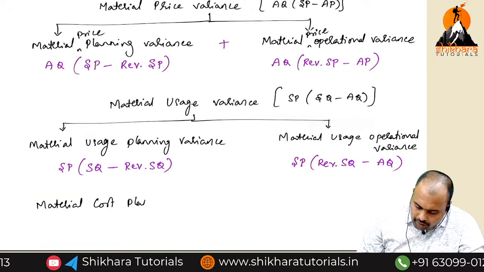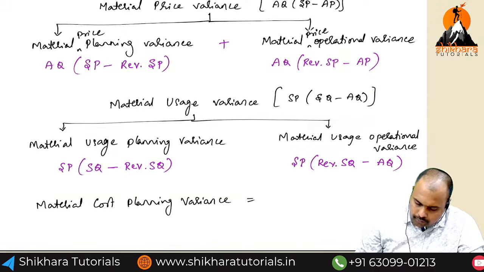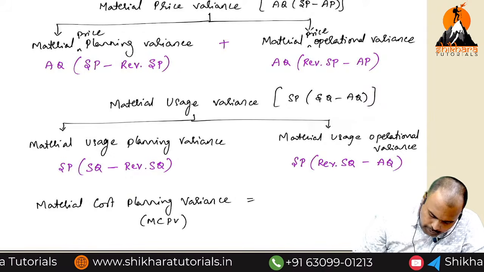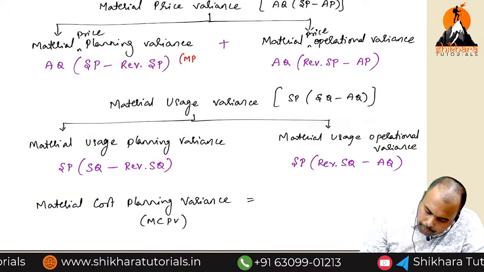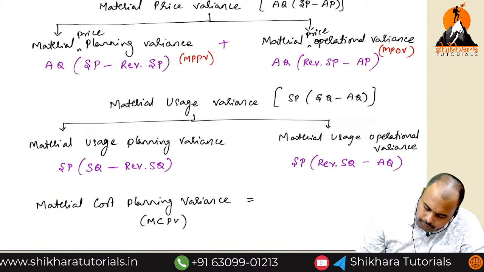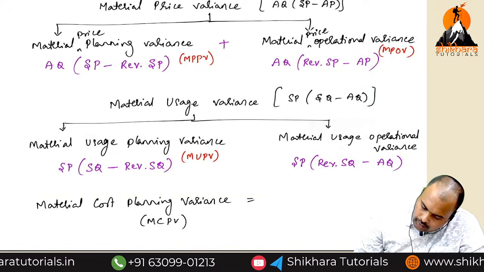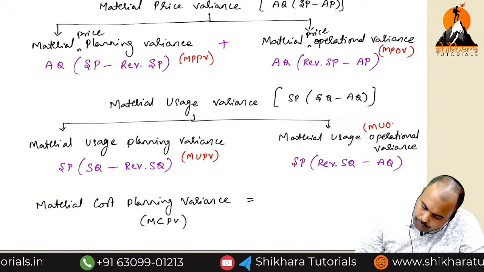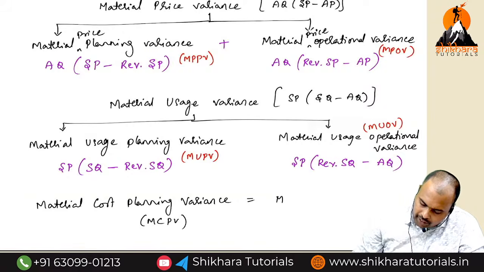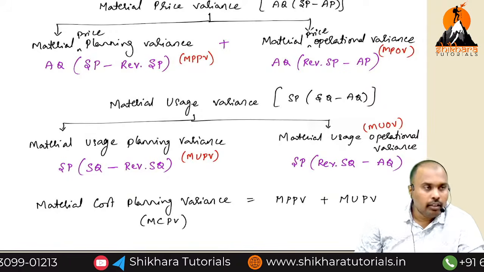Then what about material cost planning variance, MCPV? Let's write the shortcut names for this so that we can use that formula there. This is MPPV. This is MPOV. This has to be MUPV. MUOV. Now material cost planning variance is nothing but material price planning variance plus material usage planning variance.